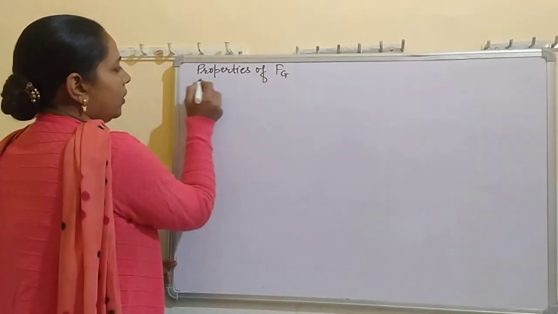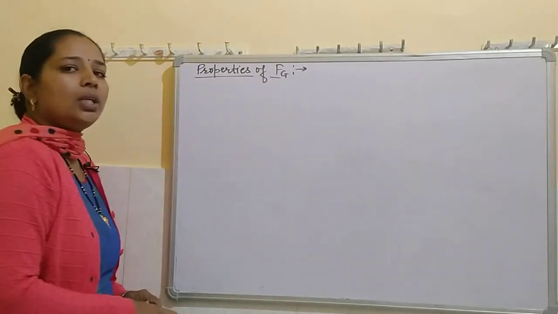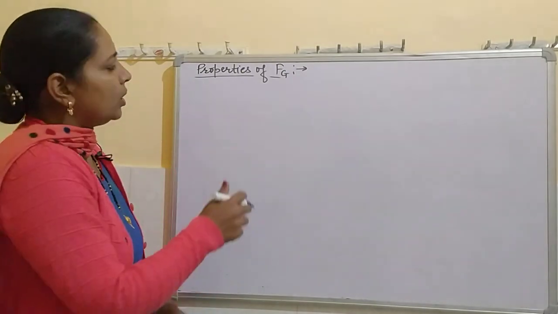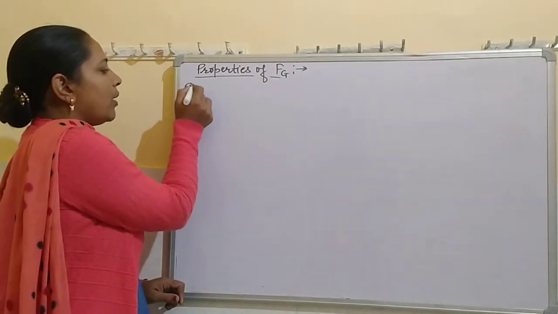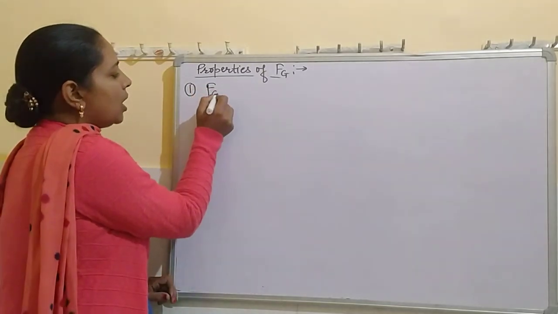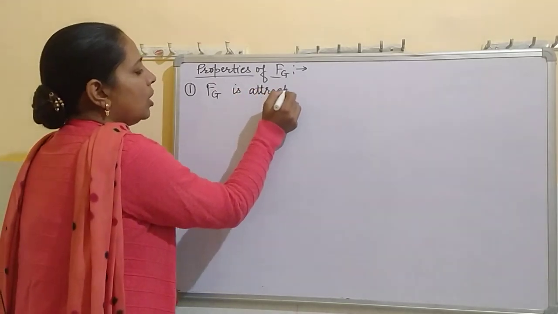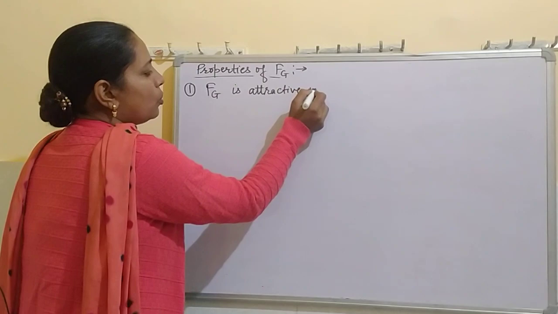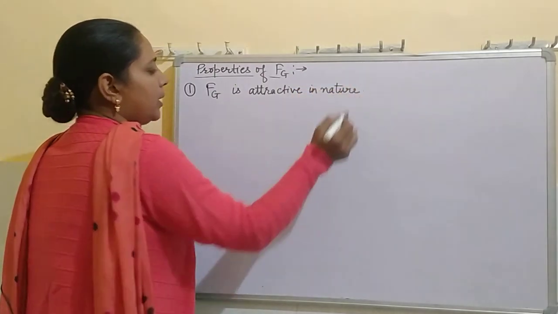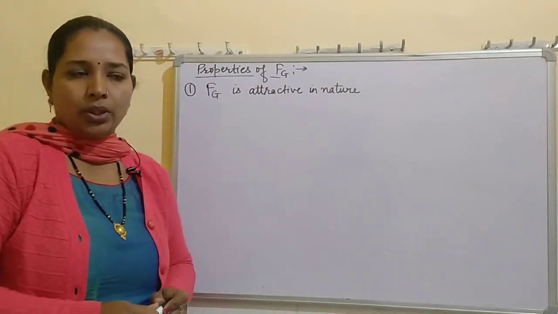I write here gravitational force by the symbol F and G. This G represents that this force is gravitational force. The very first property of gravitational force is that gravitational force is attractive in nature. That means if gravitational force exists between two bodies, the two bodies must attract each other. There is no repulsion between two bodies.